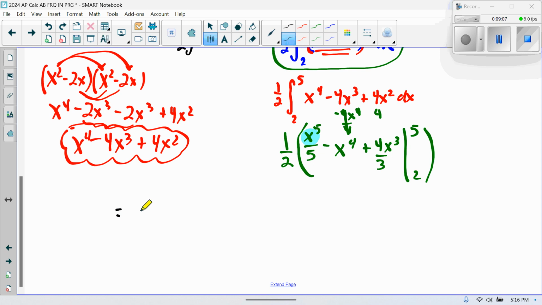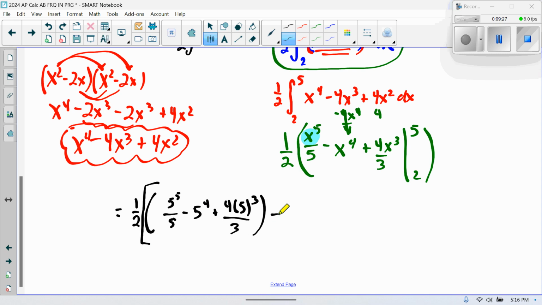Let's start here. We have 1/2 times, okay, 5 to the 5th over 5 minus 5 to the 4th plus 4 times 5 cubed over 3. That's the first one. Minus, now I got to throw a 2 in there. 2 to the 5th over 5 minus 2 to the 4th plus 4 times 2 cubed over 3.